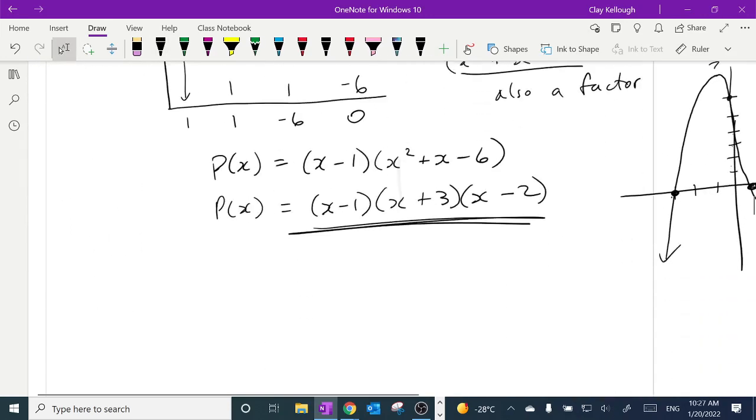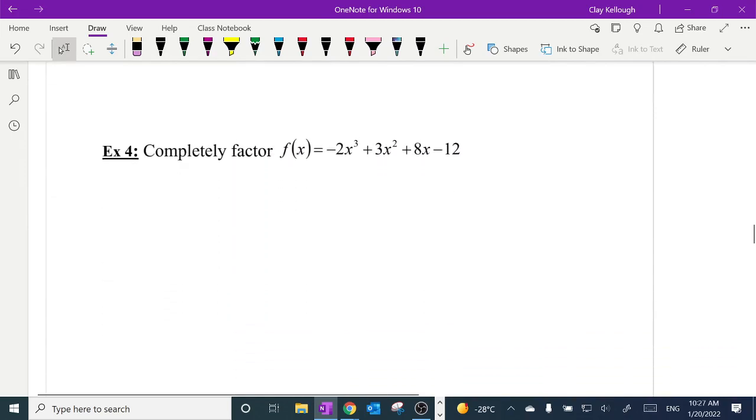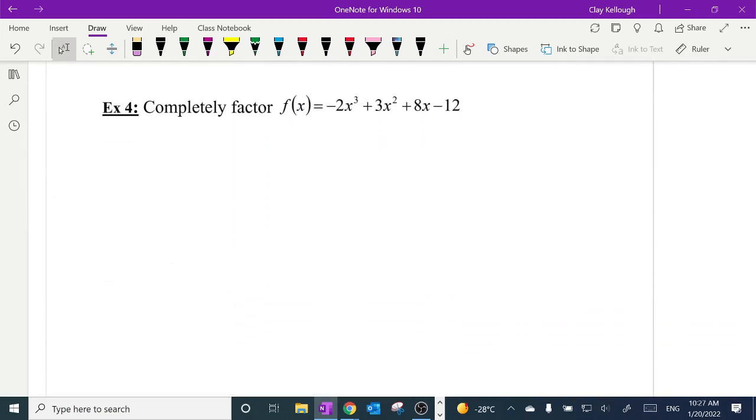All right. One more. Okay, this one's a little tricky because, oh, it's got this coefficient of -2 on it. So, if this thing factors, they must all be factors of 12, but then divided by 2.